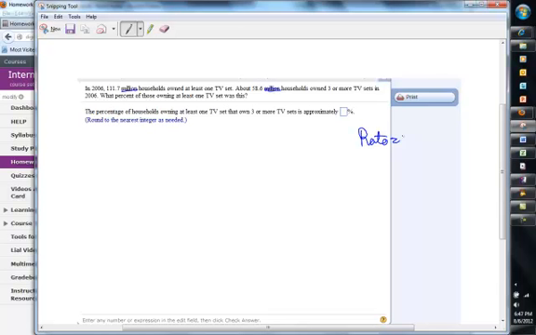In 2006, 111.7 million households own at least one TV. About 58.6 million own 3 or more TV sets. What percent of those owning at least one TV was this? So we want the "of" to be those owning one TV. So that's the base. Base is the one TV people, 111.7 million.